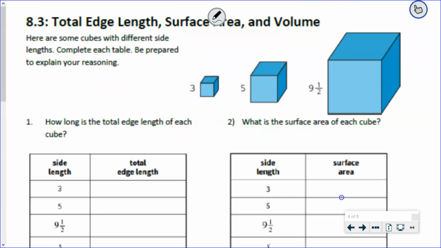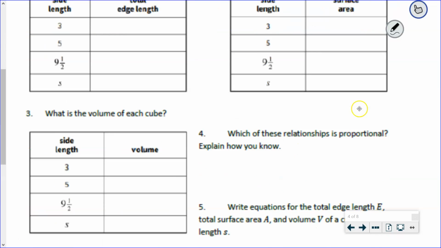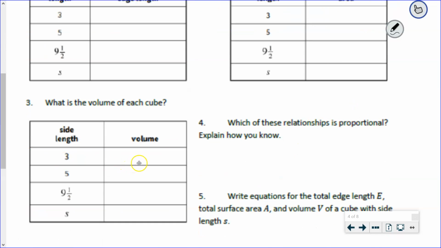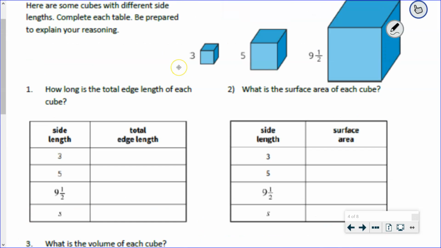All right, and now on to our next one. Okay, so again, we've got some cubes here. Each of them have different side lengths. What we're going to be comparing is the total edge length for each of these cubes, the side length and surface area for each of these cubes, and the side length and volume for each of these cubes. Ultimately, with these three tables, we're looking for the relationships that are proportional so that we can write some equations for them. So it asks, how long is the total edge length of each cube?